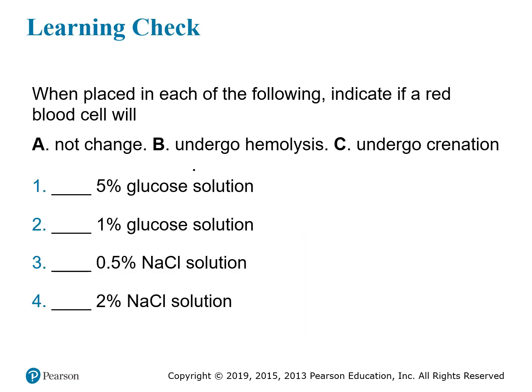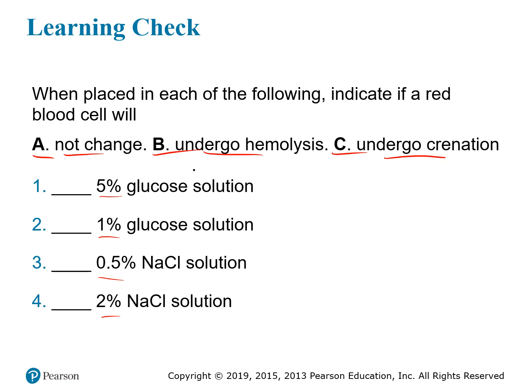Let's look at a few different examples. When placed in each of the following, indicate if a red blood cell will A, not change, B, undergo hemolysis, or C, undergo crenation. So basically they want us to look at these different solution concentrations and tell whether this solution is isotonic, hypotonic, or hypertonic. If it's isotonic, there'll be no change. If it's hypotonic, then there's less concentration than inside the red blood cell, and so the red blood cell may undergo hemolysis. If it's hypertonic, then it has a higher concentration, and so it may undergo crenation.